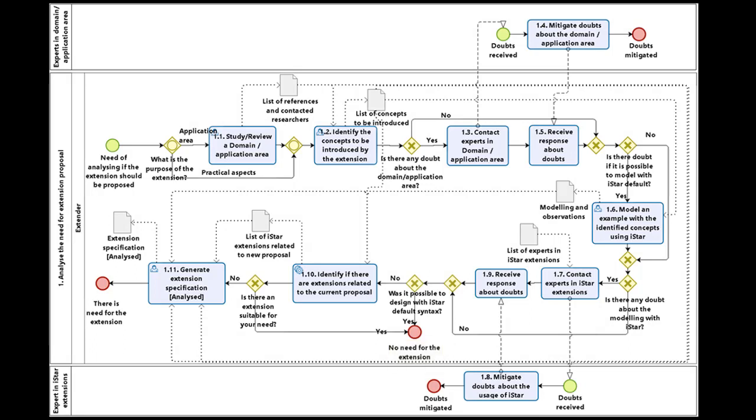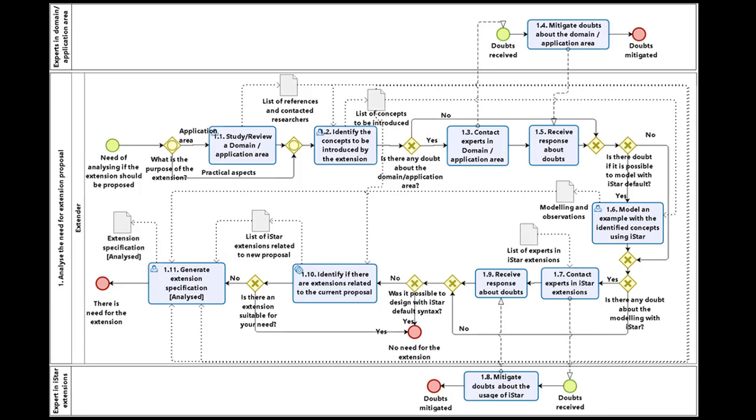Otherwise, it is required to check if there are extensions that model the concepts of the new extension being proposed. If there is an extension that models the concepts, the process is also terminated without the need to propose a new extension. Otherwise, the flow follows with the creation of the initial extension specification. This specification groups the artifacts produced in this subprocess.